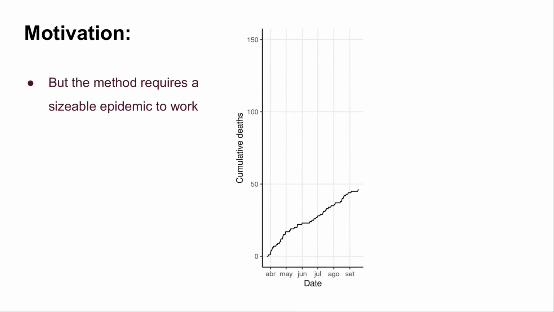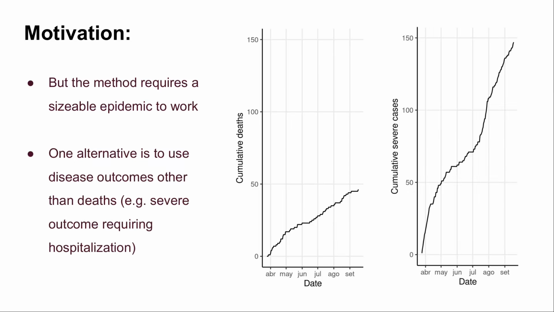One way to circumvent this issue, however, is to use outcomes other than death for the estimation, such as the number of severe cases defined as cases requiring hospitalization. We see in the plot to the right that the cumulative number of severe cases was 3 times larger than the number of deaths up to late September in Uruguay.